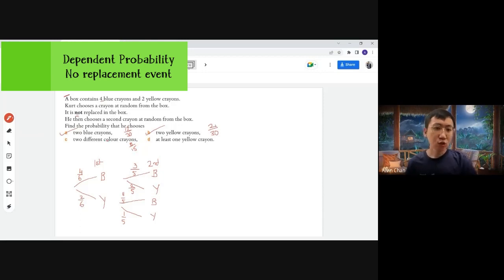Okay, so two different colors. I presume you use this again, your answer from A and B. I'm going to use the calculator also.